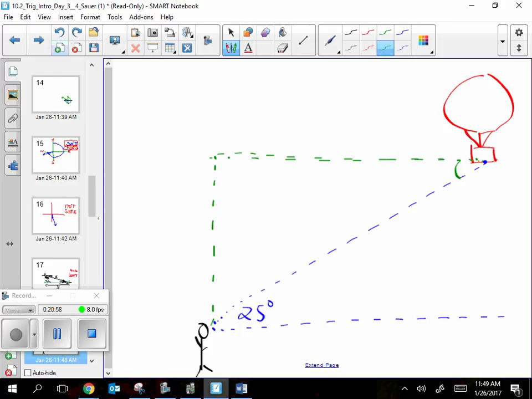And that right there is the angle of depression. If we trust that this was really 25, then this part must be what? 65. So the angle of depression was 65. But here's where people screw up.